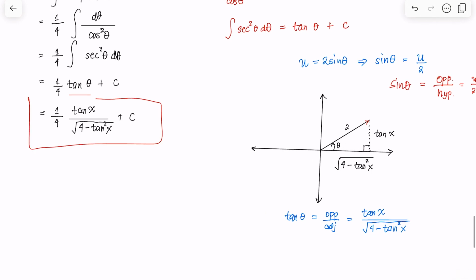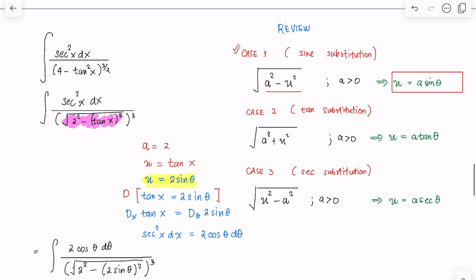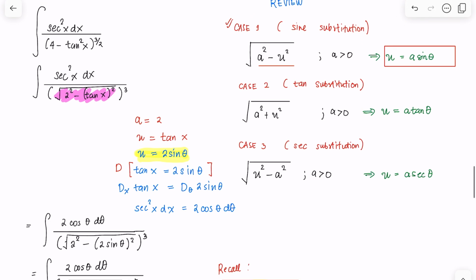And this is how you do trigonometric substitution for this integral over there. It actually looks very complicated at first sight, but once you follow through the process of integration by trigonometric substitution, you do realize that it actually simplifies.